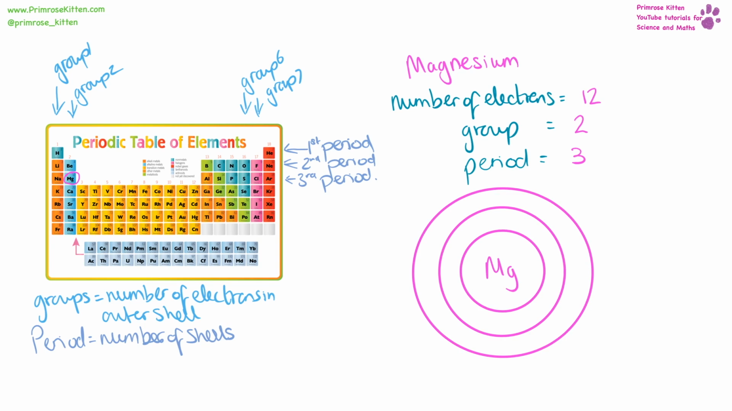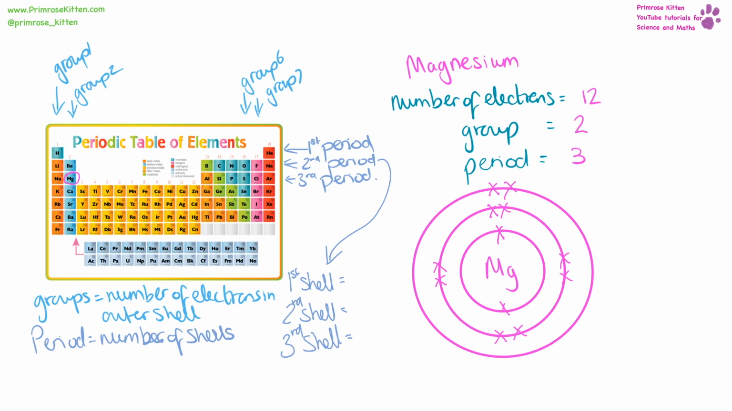So when we want to draw the electronic configuration of magnesium, we know it's in period 3, so it's going to have 3 shells. The first thing we can do is draw 3 shells. 2 go on the first shell. 1, 2, 3, 4, 5, 6, 7, 8 go on the second shell. That's the most that can fit in that shell. That brings us up to 10, 11, 12, so 2 electrons on the outer shell.